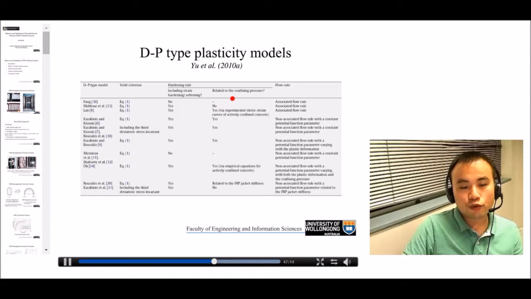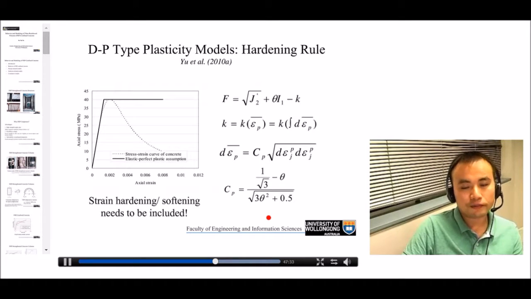And for the research which has used a hardening rule, some of them use an associated hardening rule, and some of them relate the hardening rule to the confining pressure. Some of them didn't relate the hardening rule to confining pressure. We'll see which one makes sense.